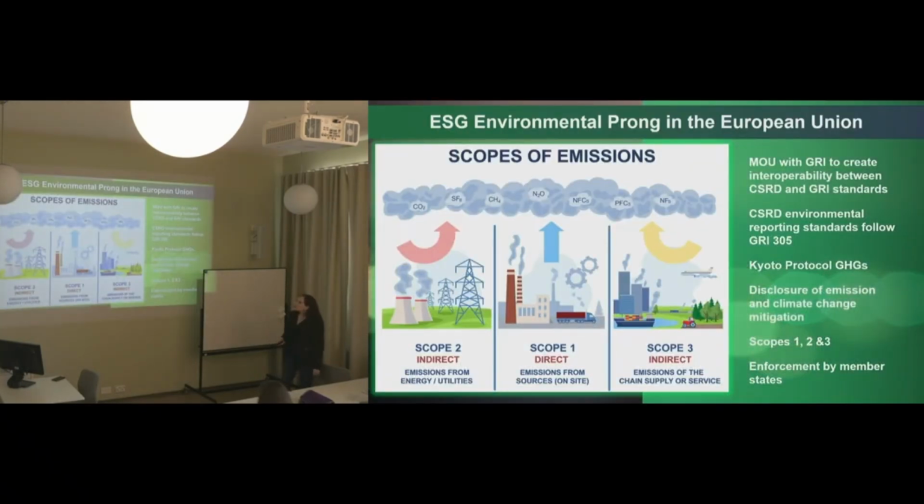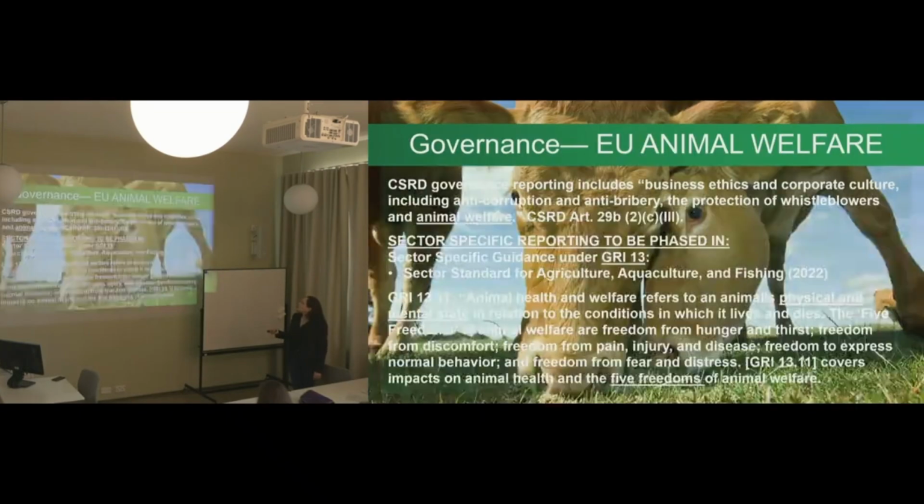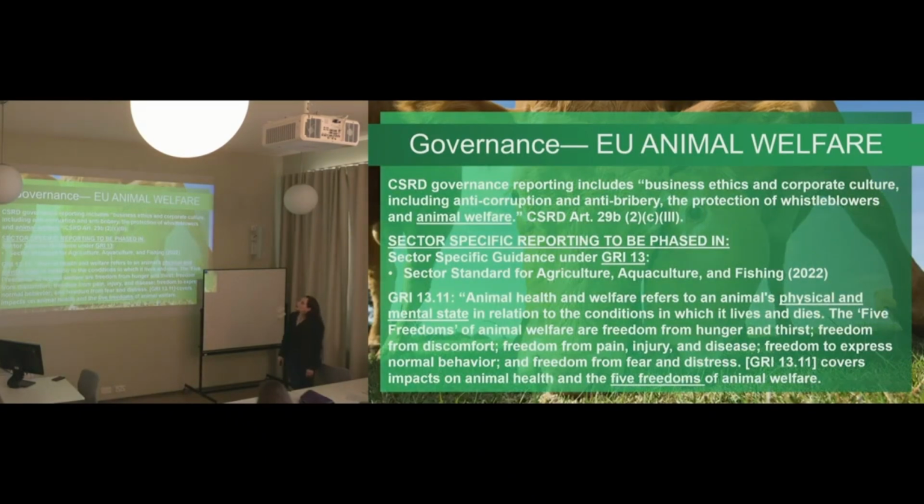So it's going to include all 3 scopes and the Kyoto Protocol GHGs, but most important, I want to touch on governance. The governance prong, E, S, and G, governance, and the sector-specific reporting. The sector that applies to animal welfare is going to be under GRI 13, and specifically animal health under 13.11.